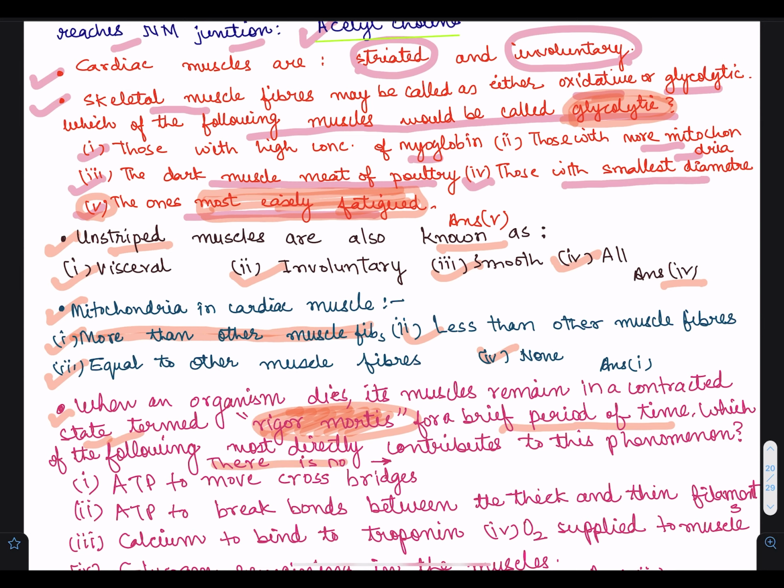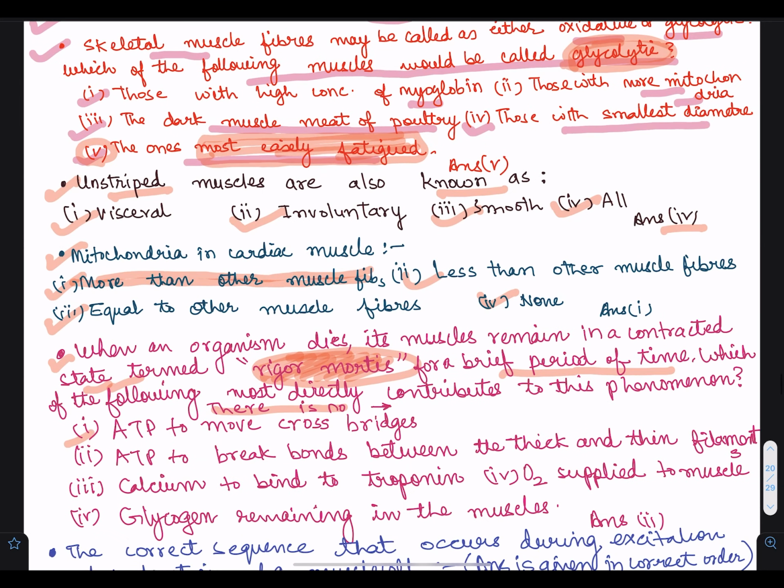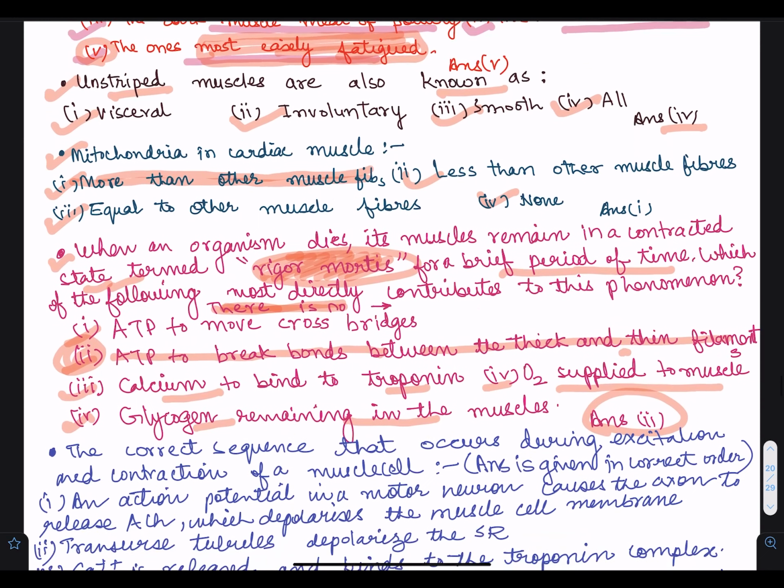There is no ATP to move cross bridges, or there is no ATP to break bonds between the thick and thin filaments, or there is no calcium to bind to troponin, or there is no oxygen supplied to muscle, or there is no glycogen remaining in the muscle. So the answer is second, that is there is no ATP to break bonds between the thick and the thin filaments.